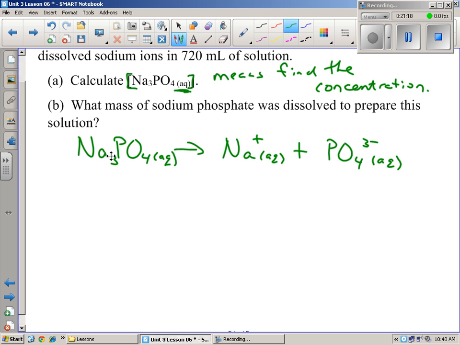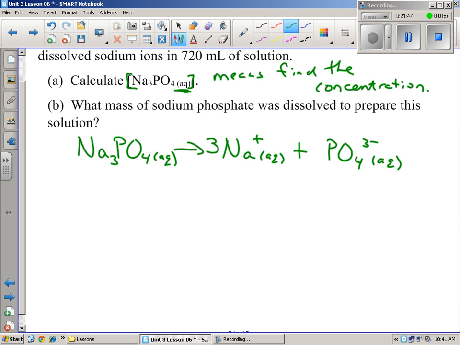Look, in order to balance this, I need 3 sodiums and 1 phosphate, right? Look over here: 1 plus, 3 minus. How am I going to fix that? Well, I need to put a 3 there, right? 3 pluses, 3 minuses. They need to balance out, right? Each sodium loses an electron. I need 3 sodiums to lose 3 electrons so that 1 phosphate can grab those 3 electrons, okay?